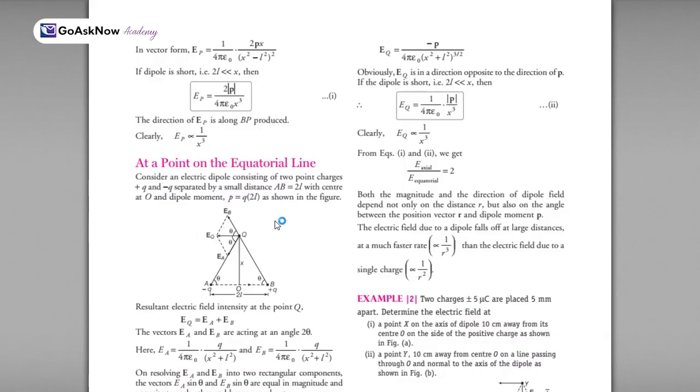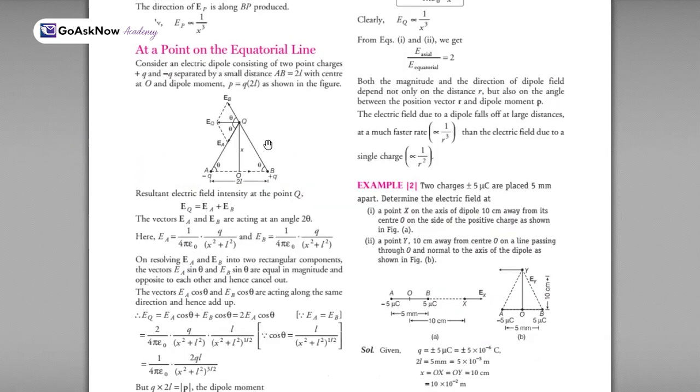So, okay, there is a distance between them, AB, that is equal to 2L with center at O. The center is O, that is your reference point, and the dipole moment P is equal to Q into 2L, as shown. So Q into 2L is the dipole moment, the magnitude. Now, let's find out the dipole moment calculation here. What is the electric field calculation here?